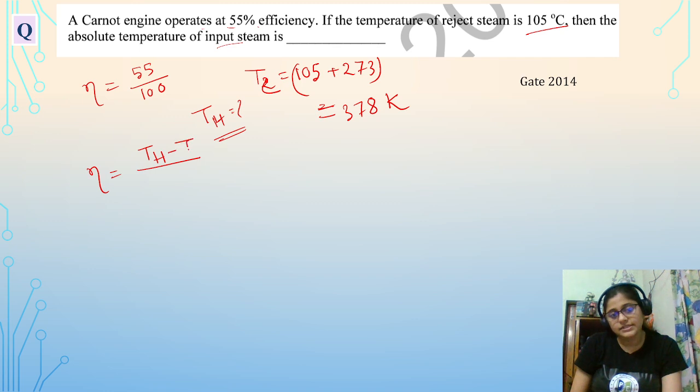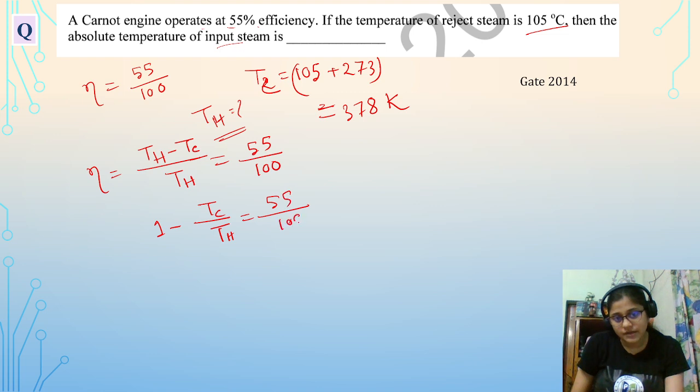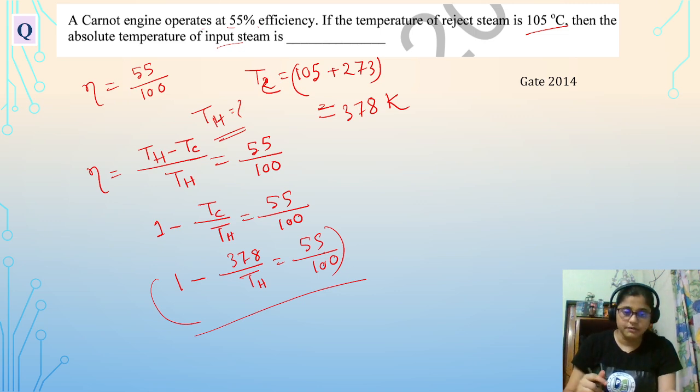TH minus TC by TH. And we know that efficiency is 55 by 100. And we can put the value of TC here. Yes, we can also simplify this like that way. 1 minus Tc by Th will be equal to 55 by 100, and 1 minus Tc value is given 378 by Th will be equal to 55 by 100. Now we can solve it. I have simplified for you, so you can solve it and calculate the answer.